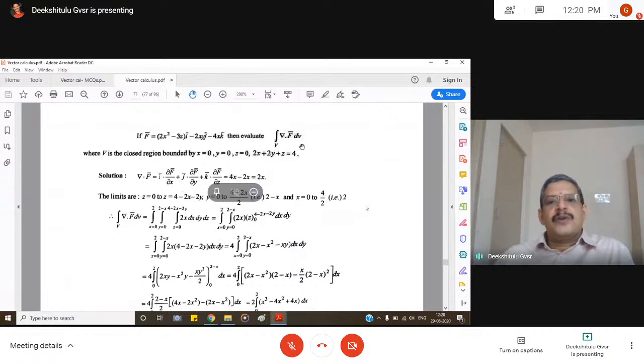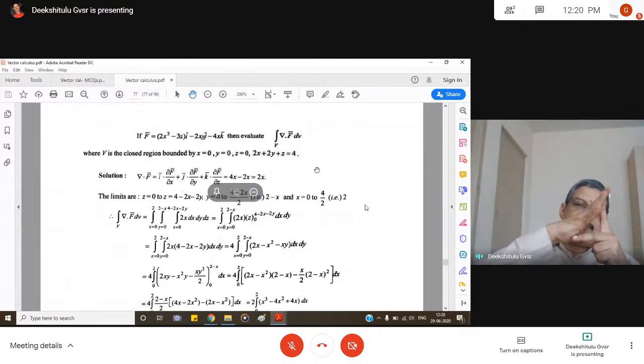Given f equal to so and so, evaluate the integral of divergence of f bar, where V is the closed region bounded by x equal to 0, y equal to 0, z equal to 0, and the plane. We have considered problems like this. The x axis, y axis, z axis, and we have a plane like this. Then what is the volume integral about this?